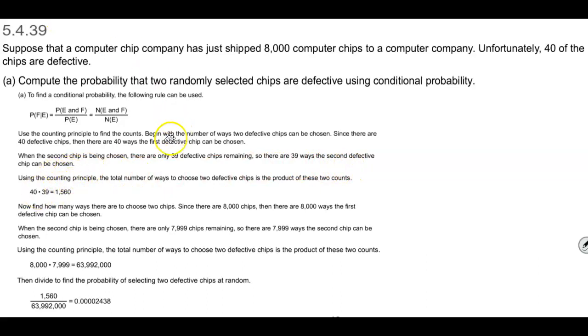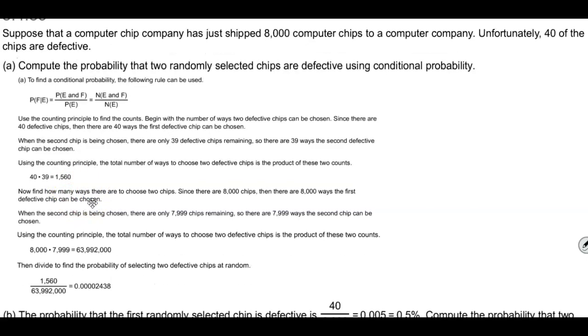Now using the counting principle, the total number of ways to choose two defective chips is the product of these two counts. So 40 times 39 gives you 1,560. So now we want to find how many ways there are to choose two chips. Now, since there are 8,000 chips, then there are 8,000 ways the first chip can be chosen. Now, when the second chip is chosen, we subtract 1 from that 8,000.